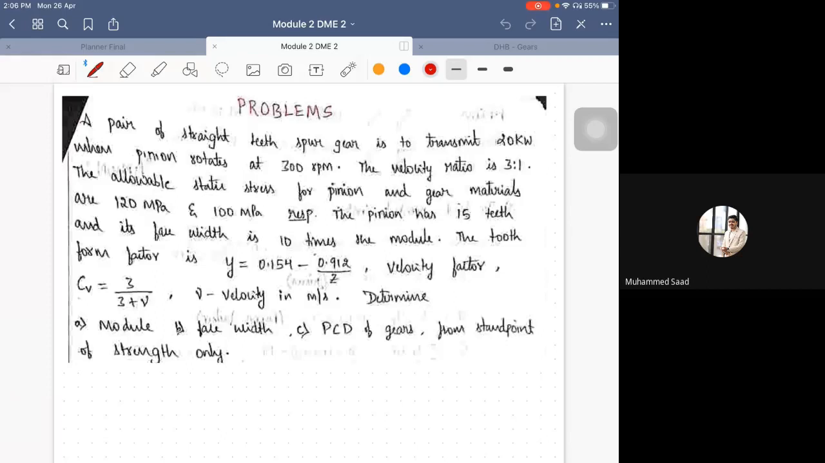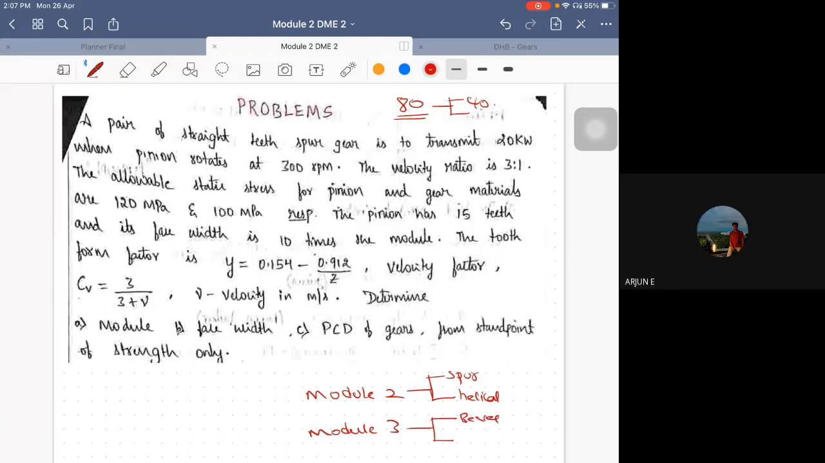So, a pair of straight teeth spur gear. First identify which gear he has given. In a gears problem, you'll be having 80 marks from the gears, out of which only 40 is scoreable. In the sense, module 2 and module 3. So both are of gears, isn't it? In module 2, you have spur and helical. And similarly, in module number 3, you have bevel and worm.